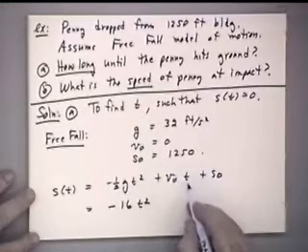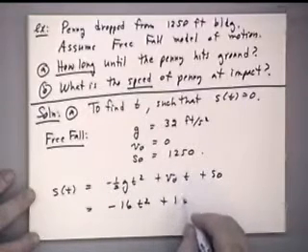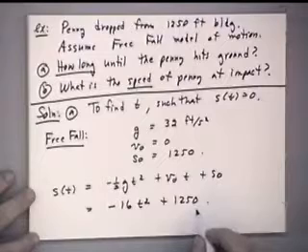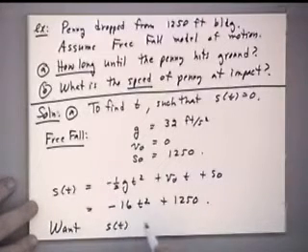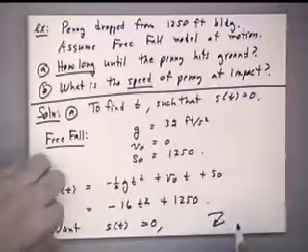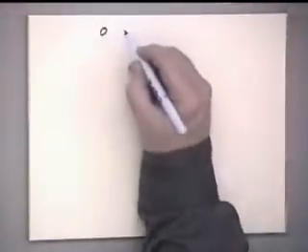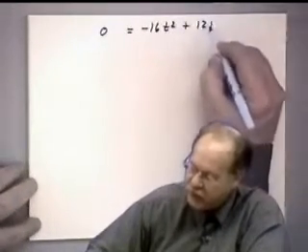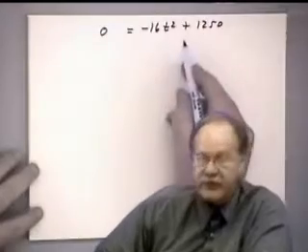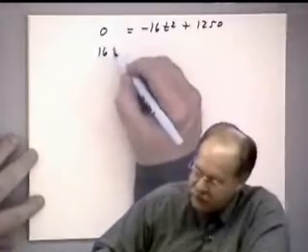V naught is 0, so the middle term drops out, plus s naught, which is 1,250. Now we want the position to be 0, so we set this equal to 0, which is what we'll do on this next page. So we set 0 equal to minus 16t squared plus 1,250, and then solve for t. Well, let's see what we have here.